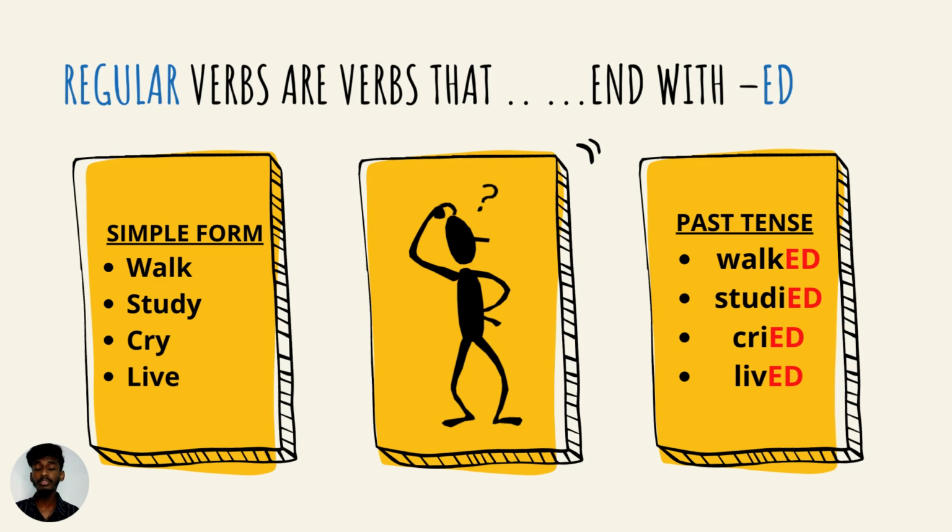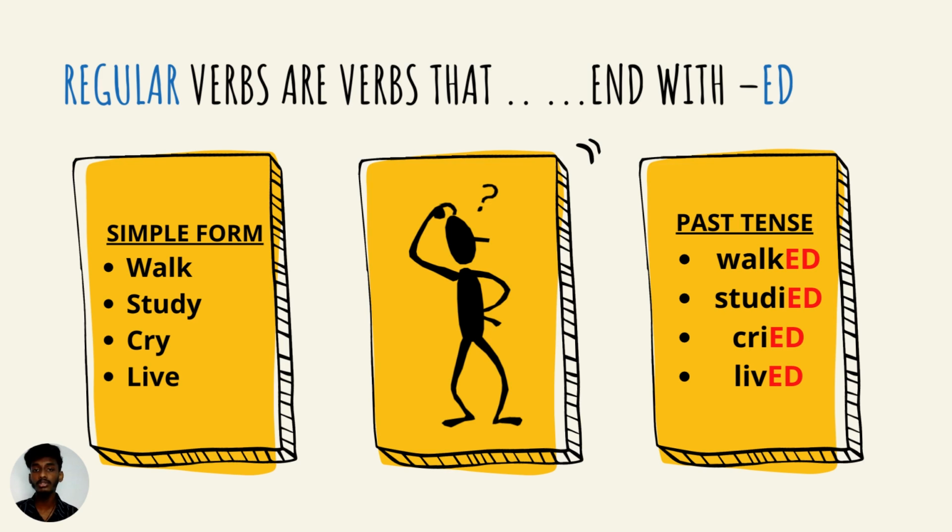Regular verbs are verbs that end with ed. Let us see the examples. How does it change? So the simple forms are walk, study, cry and live. These words are the simple forms that we always use.